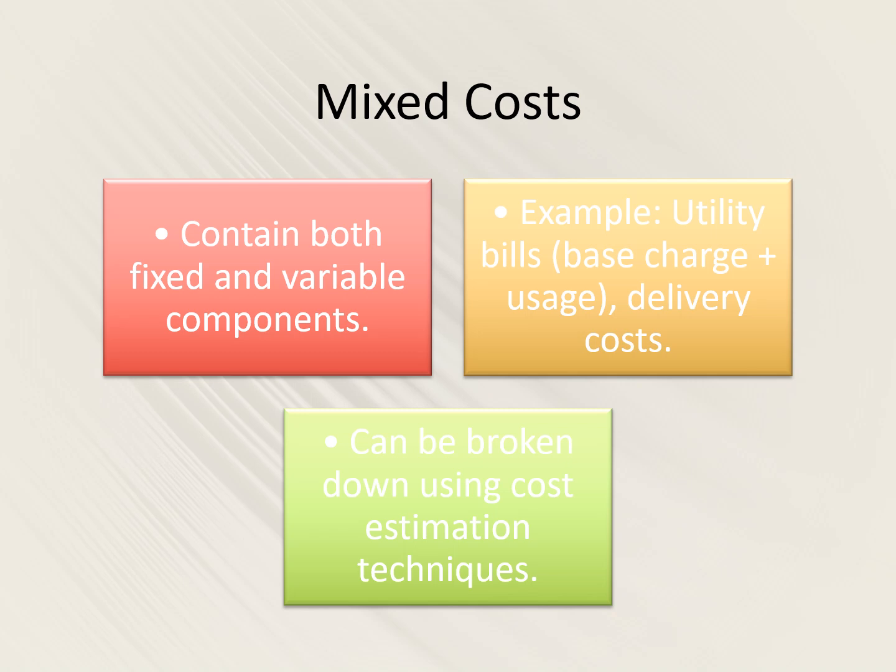Then we have mixed costs, also known as semi-variable costs. These include both a fixed part and a variable part. For example, your phone plan might be $50 flat per month plus 10 cents for every minute you go over. Another example could be a delivery service that charges a base fee plus a charge per mile. Mixed costs are a little trickier, but we'll show you how to work with them in practice.